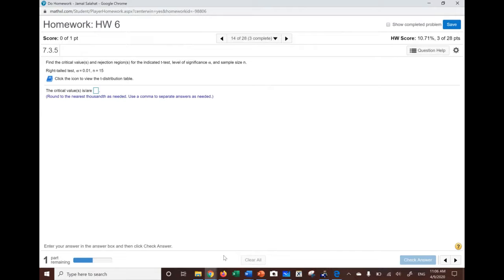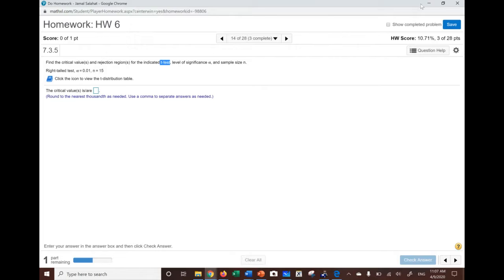Now we're gonna continue with homework 6, and we're gonna look at number 14. In number 14, it says find the critical values and rejection regions for the indicated t-test, and let's pay attention to this. It is a t-test, it's not a z-test. We know that we use t-tests when we are dealing with unknown population standard deviation. So keep that in mind.